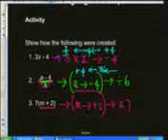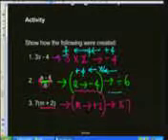Here, what will I do? I will first divide by 7, and then I will subtract 2. So I will always work with the opposite. Do the opposite operation.